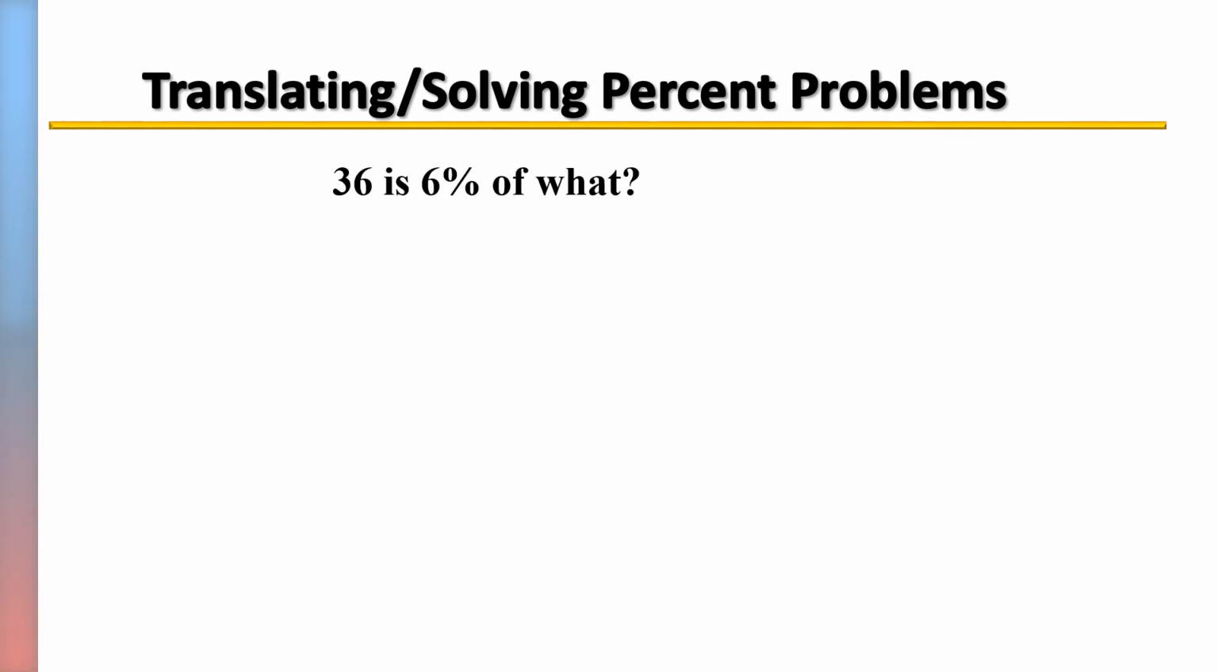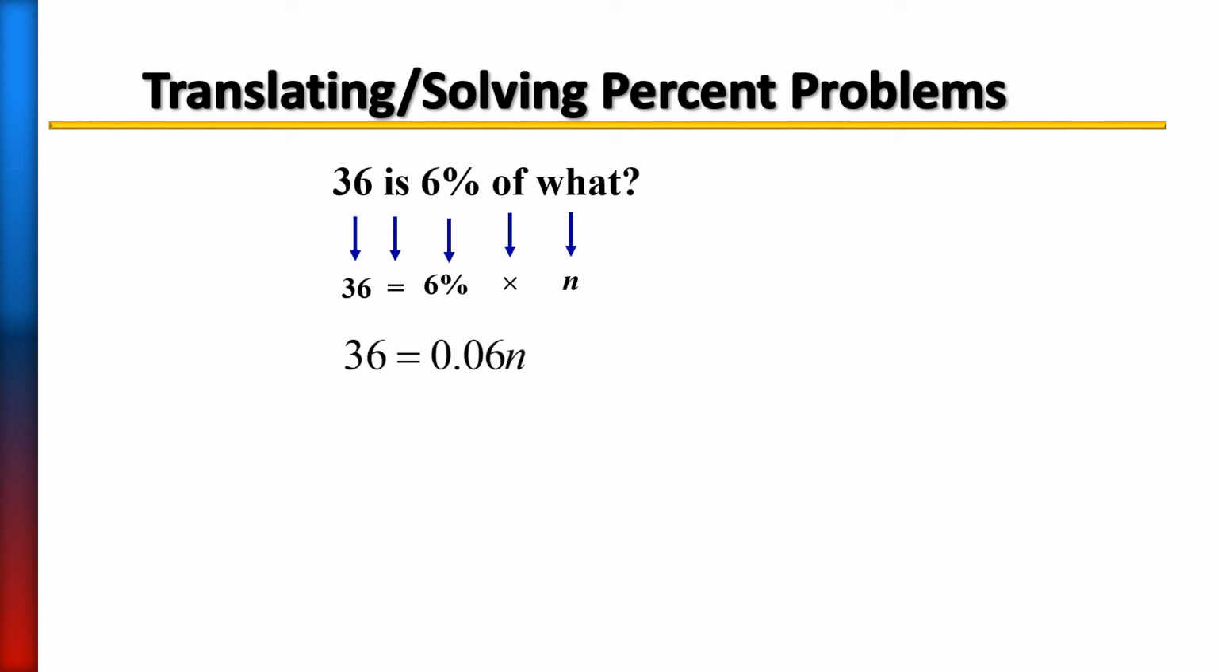Next example, using the translation method, go ahead and bring 36 down. We're going to bring down an equal sign. 6%, we're going to eventually bring it down as a decimal, 0.06, but if you want, you can leave it now as a percent. Of, go ahead and turn it into multiplication. What we don't know, that's our variable, so you can put any letter of the alphabet you like. So what we're going to have here is 0.06 times n. Anytime you have a variable and a number multiplied, you simply join them together.